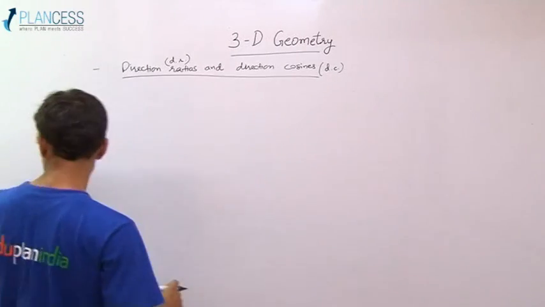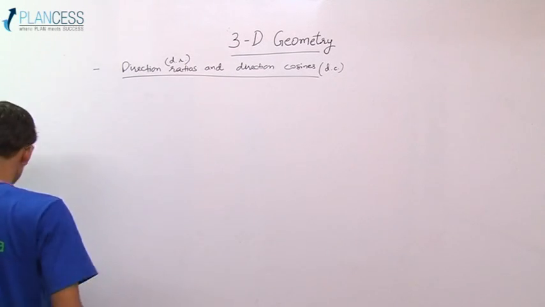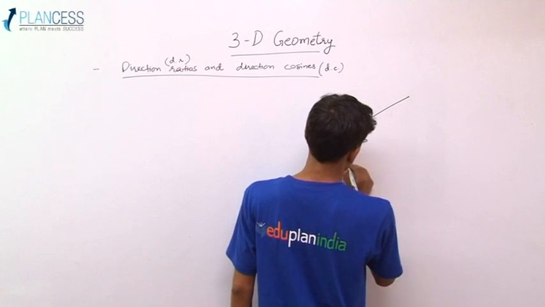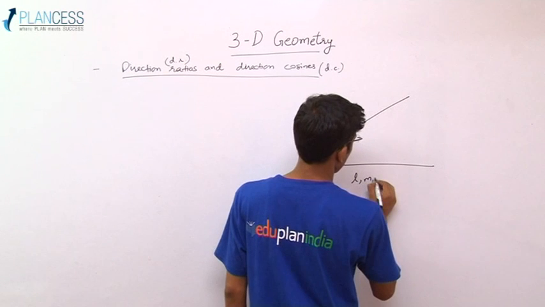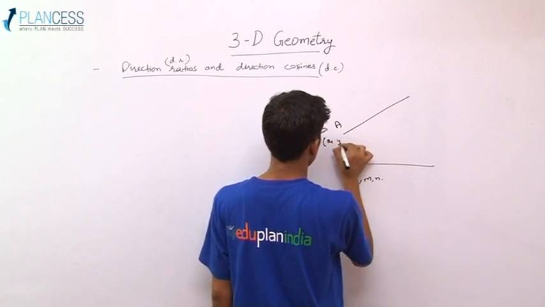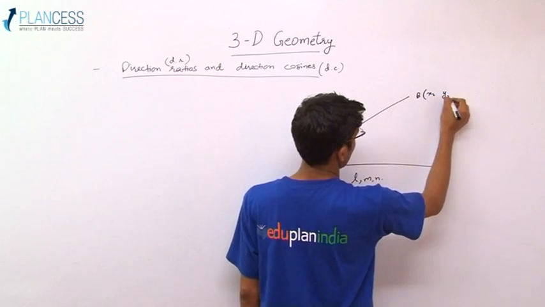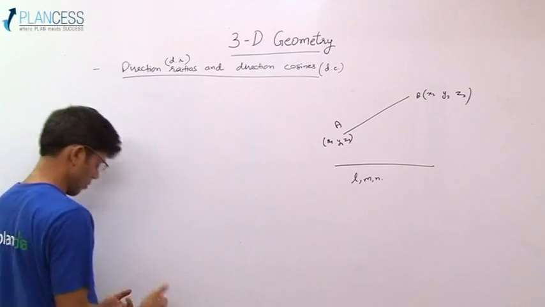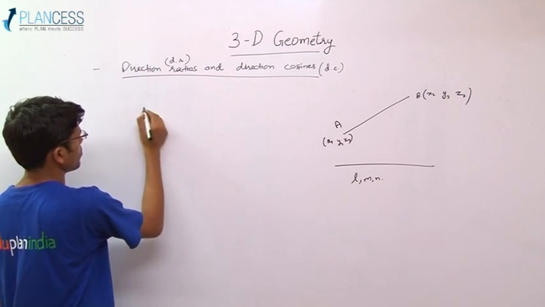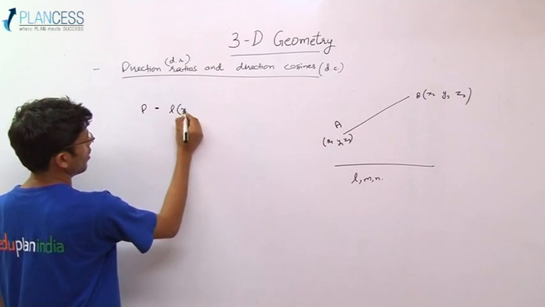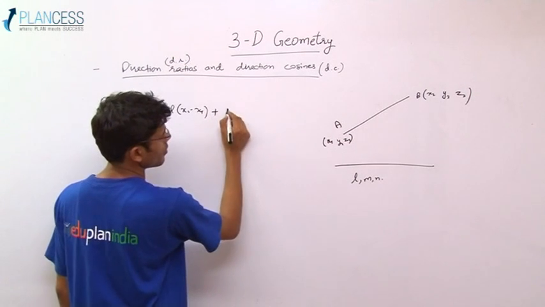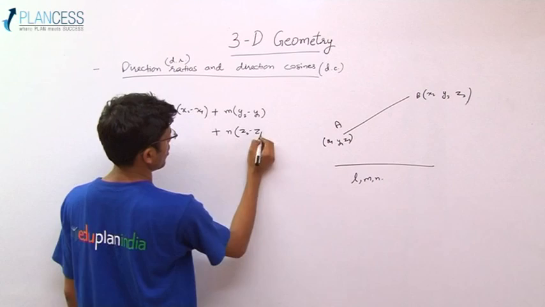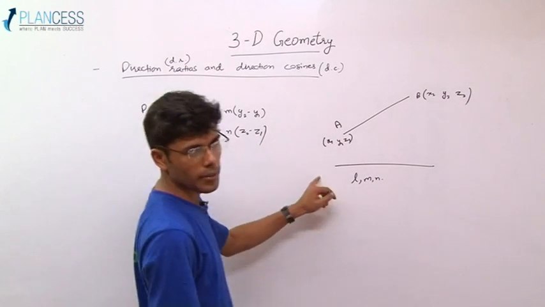Let's take one more question. Before taking another question, I'd like to mention one important property. We want to find the projection of a particular line on another line. Say we have a line and another line. The direction cosines of this line are l, m, n, and say this is a line from A (x1, y1, z1) to B (x2, y2, z2). So we want to find the projection of the line AB along this line. The projection P is equal to l times (x2 minus x1) plus m times (y2 minus y1) plus n times (z2 minus z1). This is the projection of the line AB on this particular line.